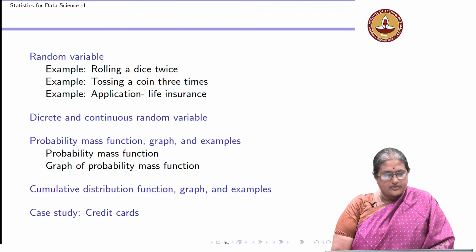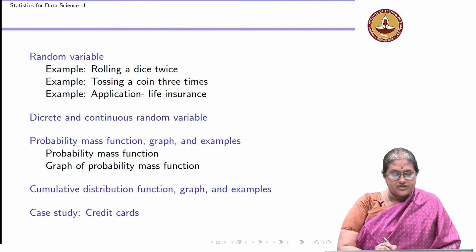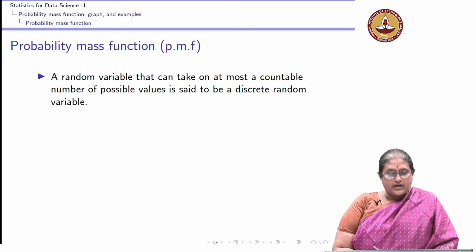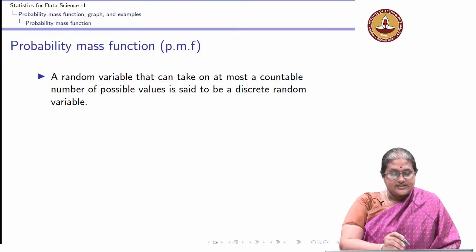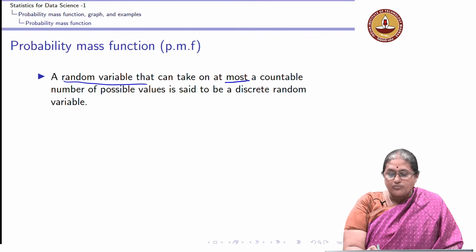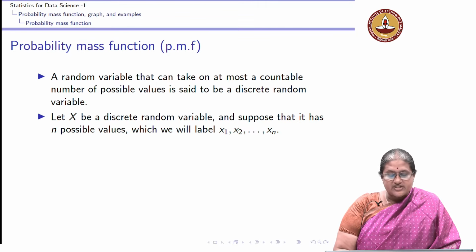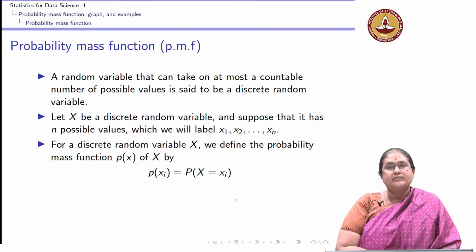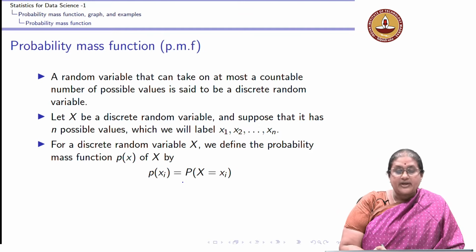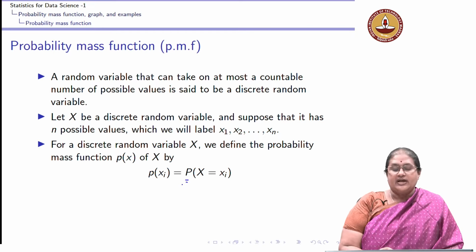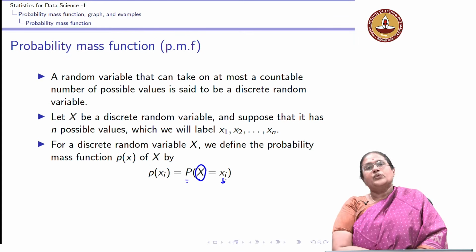That's the learning objective. So let's review what we have learnt about a probability mass function so far. We saw that a discrete random variable is a random variable which can take at most a countable number of possible values. Now, if x is taking these values, which we label x1, x2, the probability mass function is the probability with which the random variable x takes a particular value xi.